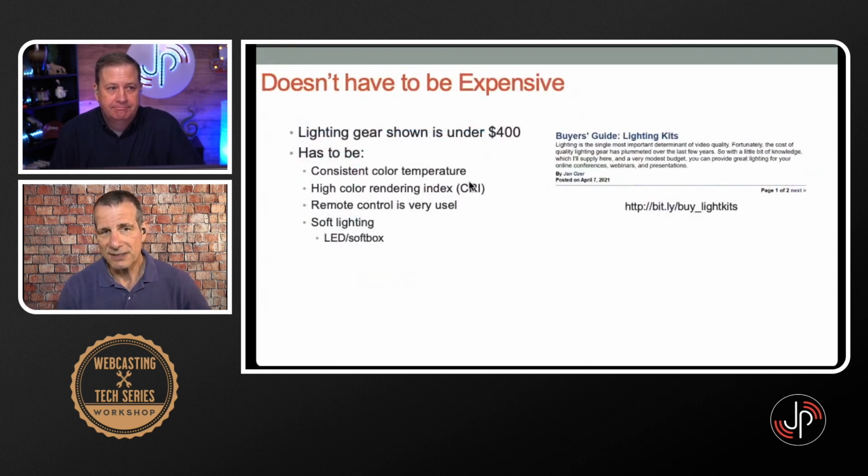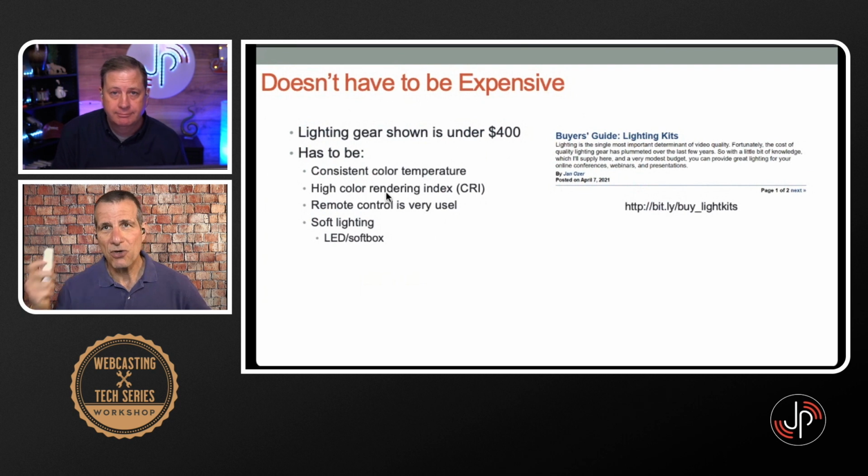Now, none of this stuff has to be expensive. I mean, the lighting, this is about a $200 light kit. There are better kits available, but really all I cared about was the consistent color temperature. And when I say consistent, between all three of these lighting implements, they're all at, in this case, 4100 Kelvin. And high color rendering index or CRI.